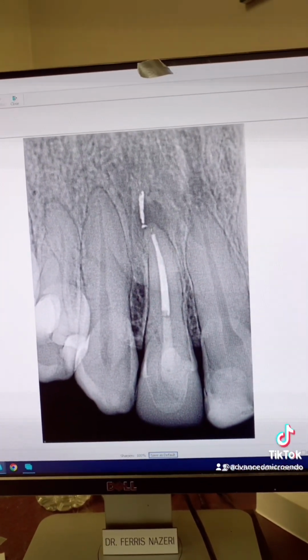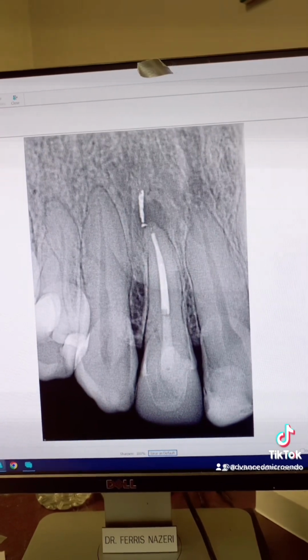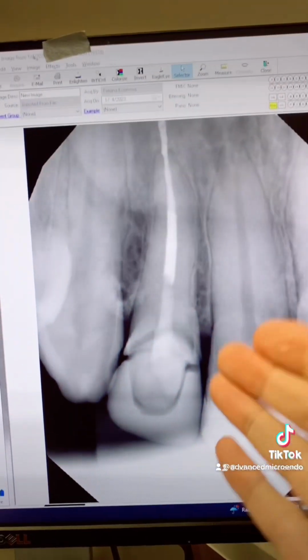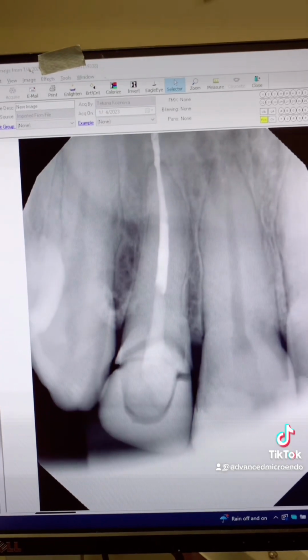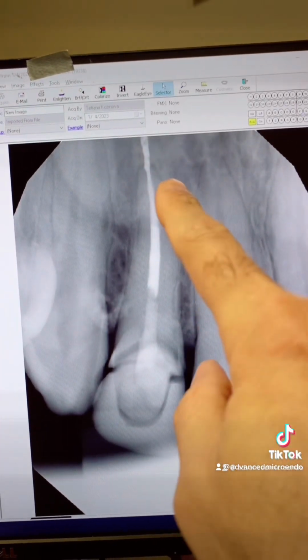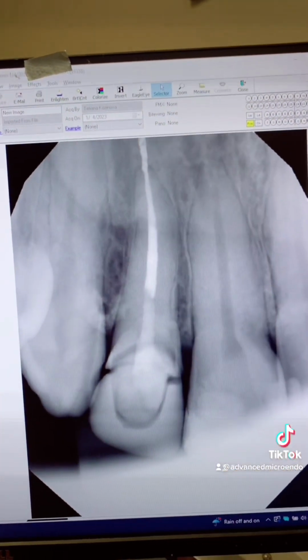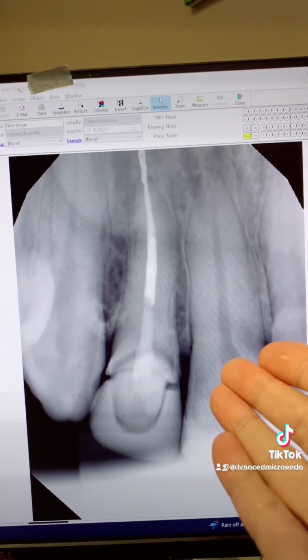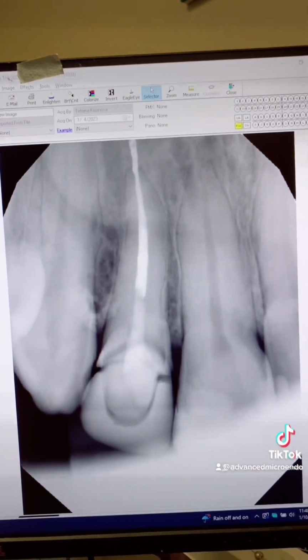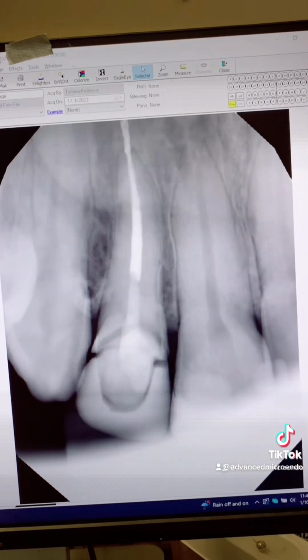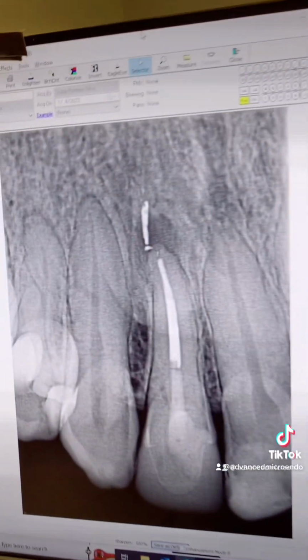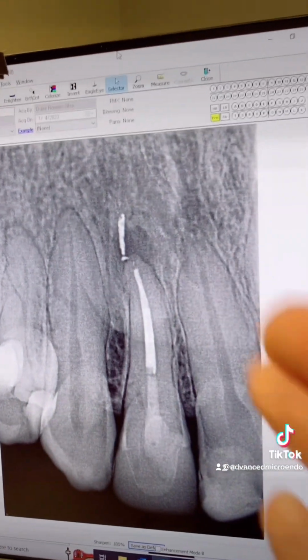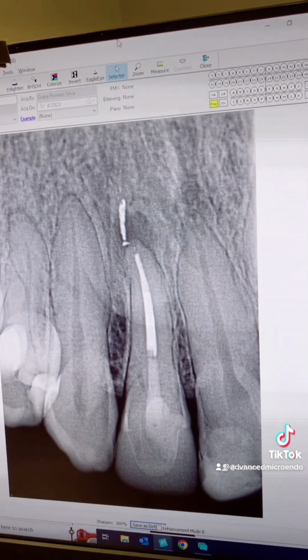Let's look at the x-ray from the dentist. And here it is. This is the x-ray that we got from the patient's dentist. As you can see, there was no periapical radiolucency. None. This x-ray is from 2019. So, no periapical radiolucency. And now, there is one. So this is an active infection. We need to redo this root canal.